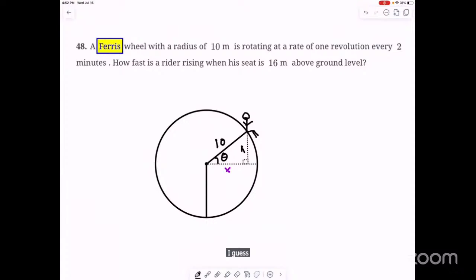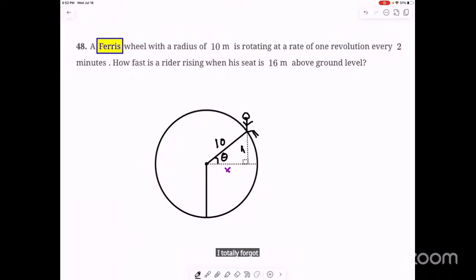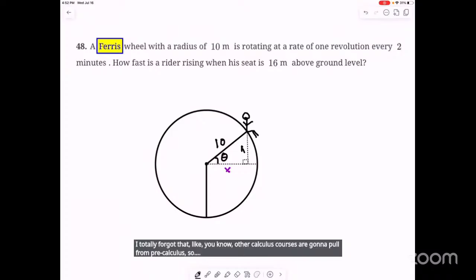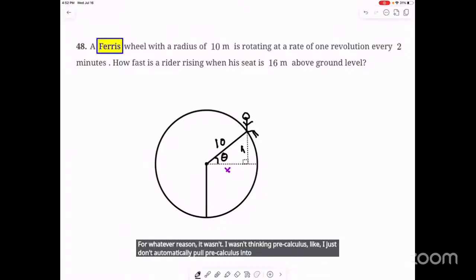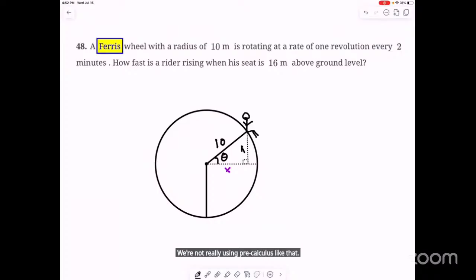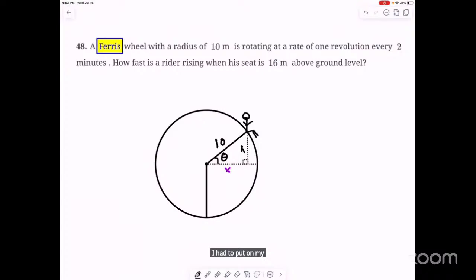We had this question that comes from calculus. At first glance, I was like, why is this giving me such a hard time? Then it dawned on me, I'm used to teaching business calculus, where a lot of it is introducing the derivative and things of that nature. We don't really use a lot of pre-cal. I totally forgot that other calculus courses are going to pull from pre-calculus. So I had to put on my pre-calculus hat.